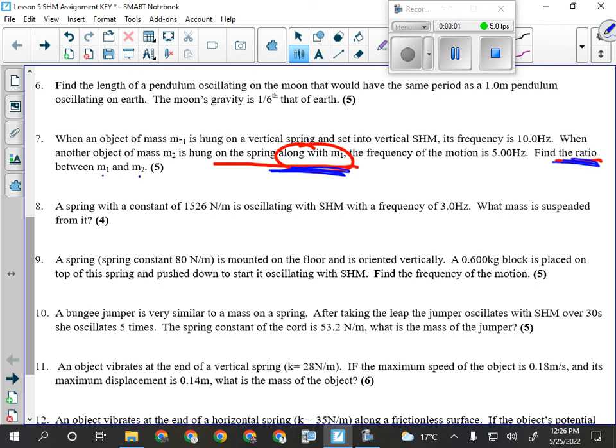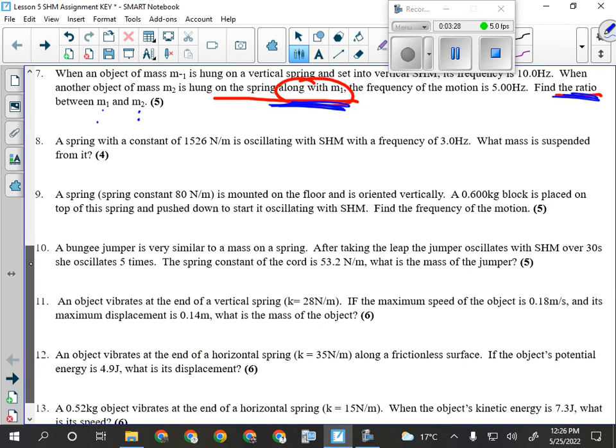You're not actually being asked to find mass 1 or mass 2 because, spoiler alert, you can't. But you can find the ratio between them. You may need to find numbers that represent mass 1 and mass 2. The ratio is what you're looking for. You're not actually going to get the real masses. That's the trick.